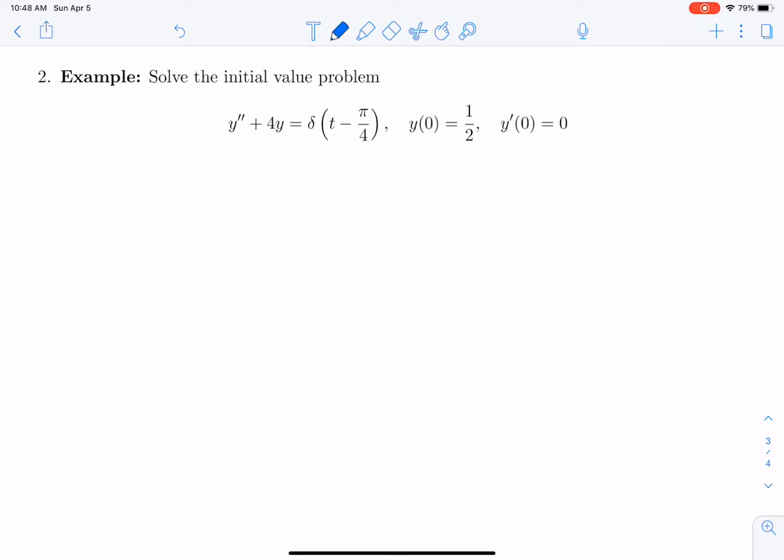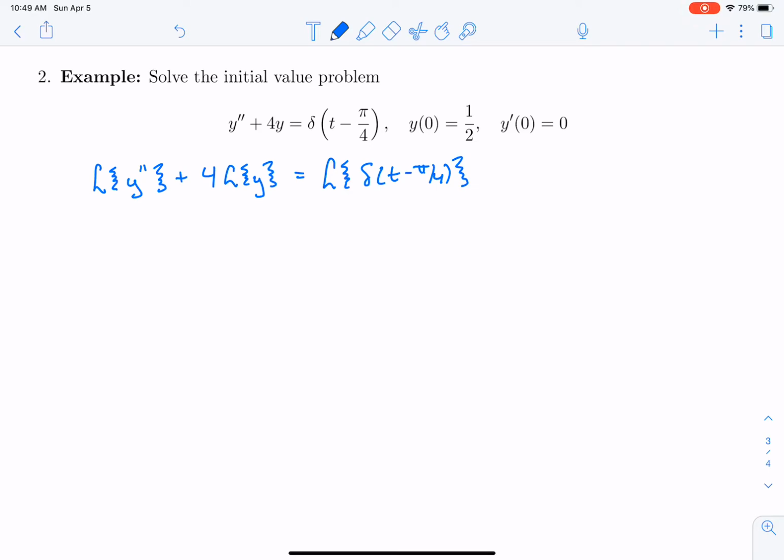So let's see if we can solve this problem. I'm going to take the Laplace transform of both sides. So that's the Laplace transform of y double prime plus 4 times the Laplace transform of y equals the Laplace transform of delta of t minus pi over 4.